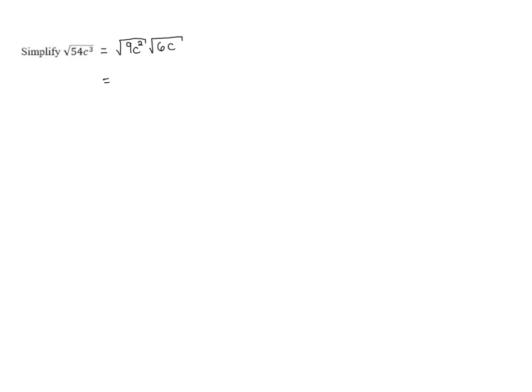And now when we take the square root in the beginning, the square root of 9c squared is just 3c. And then we're left with the square root of 6c in the radical. And this is our final answer.